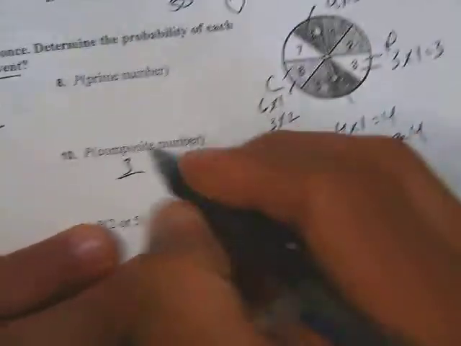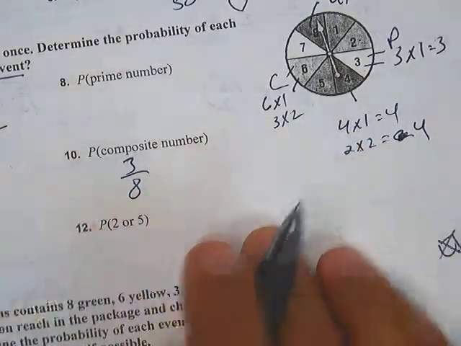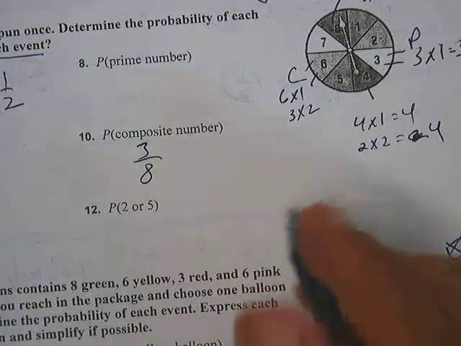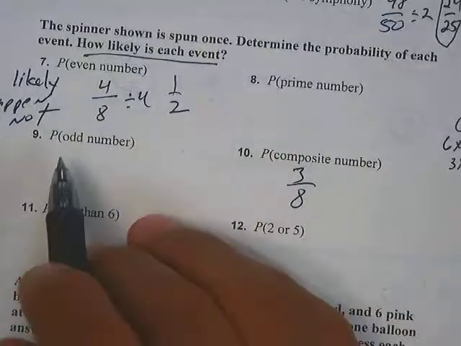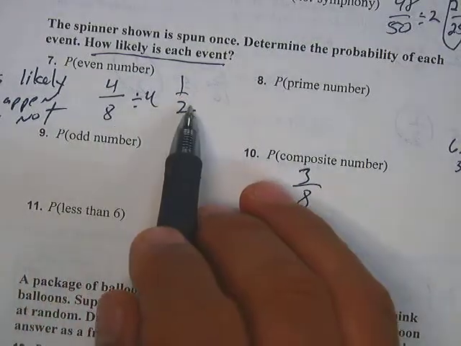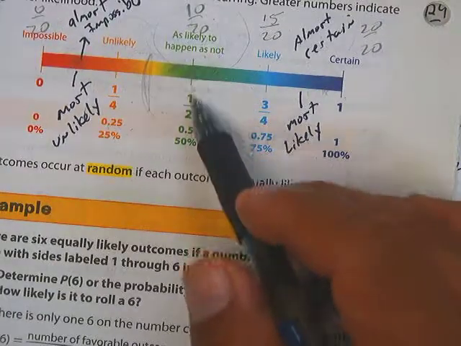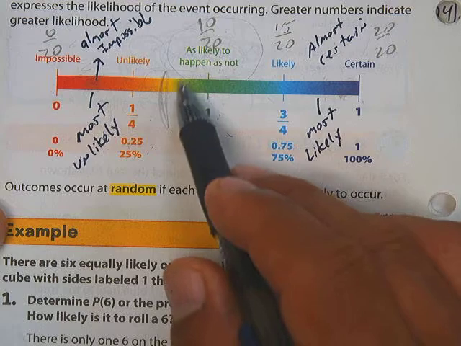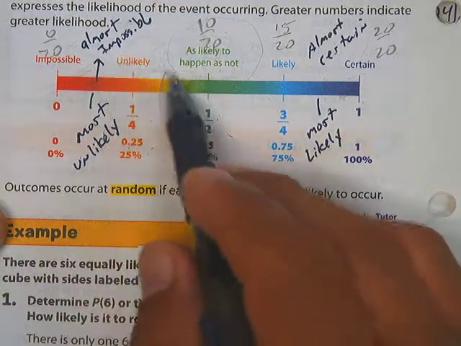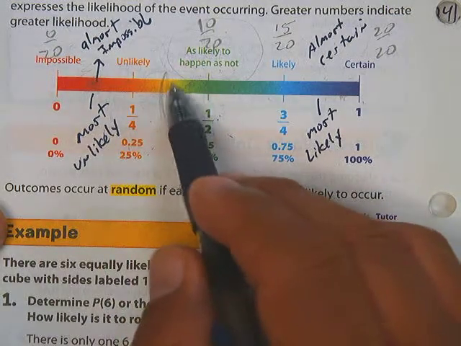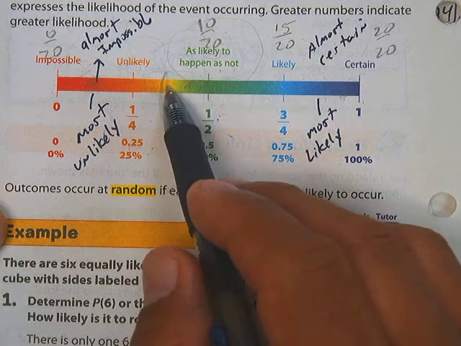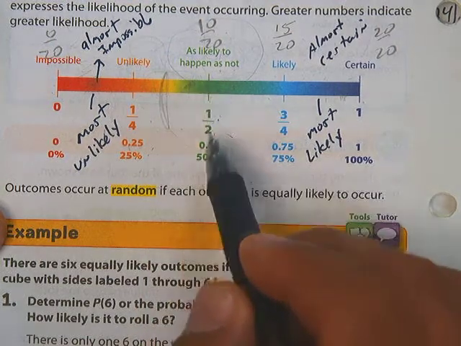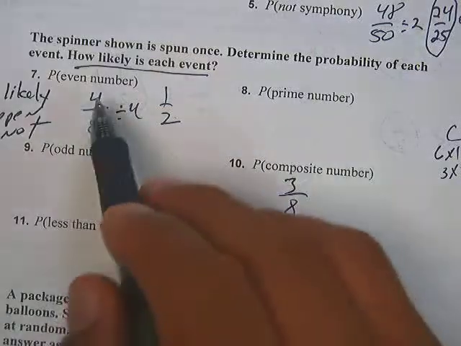So how many composite numbers do we have? Well, 2 is not a composite number. 1 is not a composite number. So 1, 2, 3. So we have 3, and how many total numbers do we have? We have all the way to 8, so we have 3 out of 8. I know 4 out of 8 was 1/2. Well, 3 out of 8 is a little less than that, so it would be here somewhere.